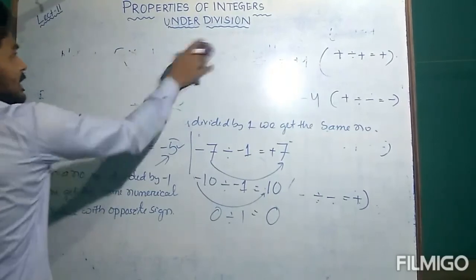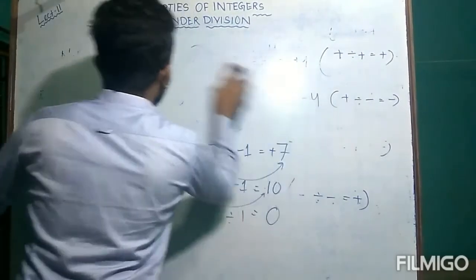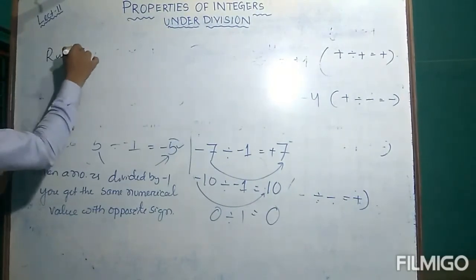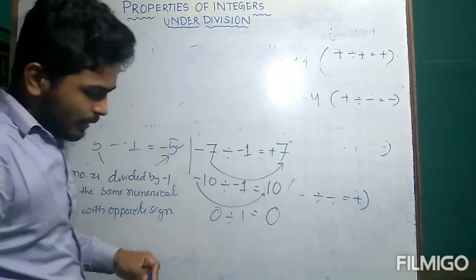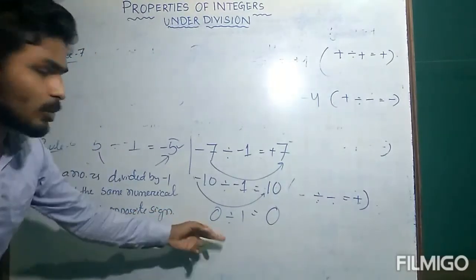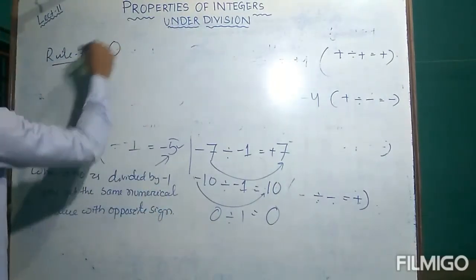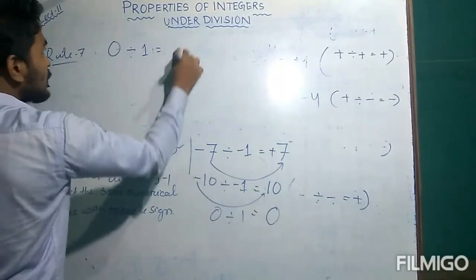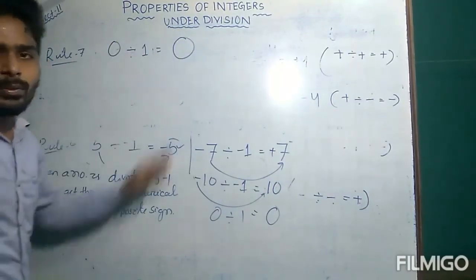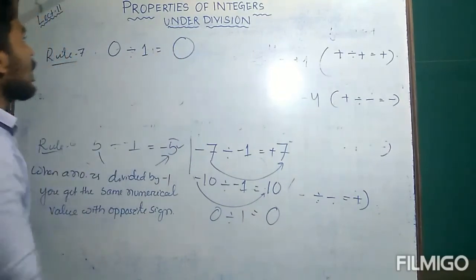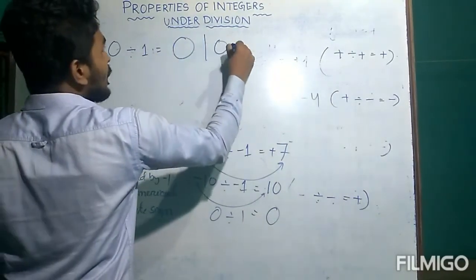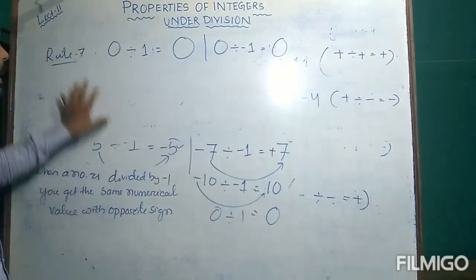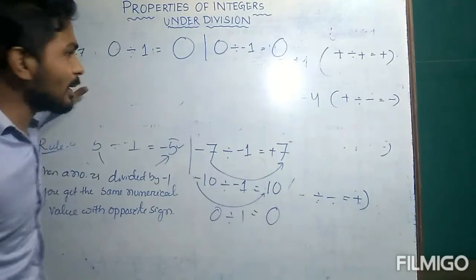Next is rule number 7. Whenever 0 is divided by 1, what is the possible value? The possible value is also 0. Or when 0 is divided by -1, the possible value is also 0. This is rule number 7.